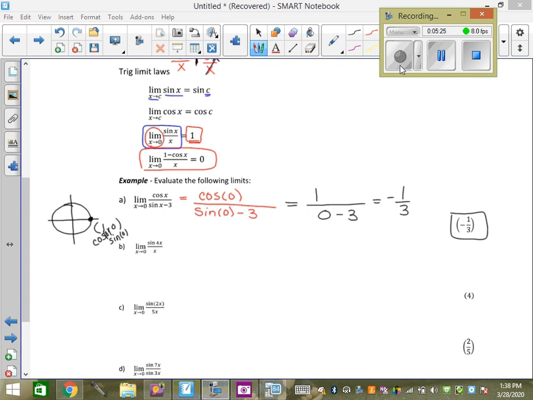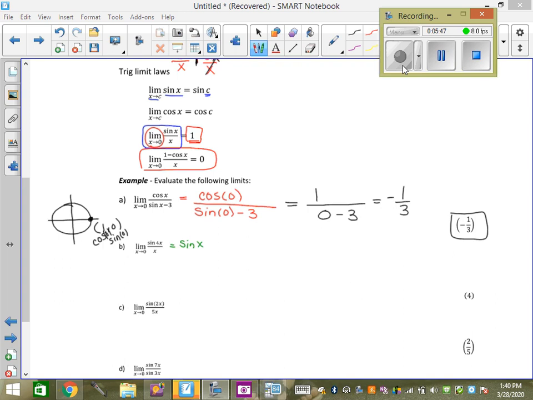In this case, I don't even have to divide because I just need to get sine x over x. So I can actually go sine x over x times 4.